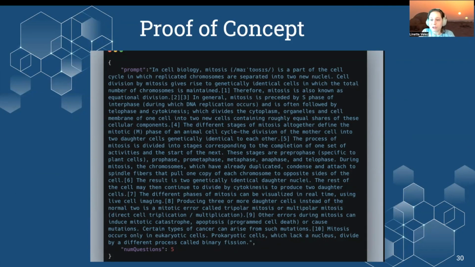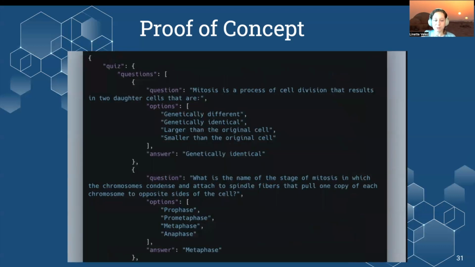So in this first screenshot, it shows the proof of concept in that it's the input prompt field. So we input the field with information on a topic. In this case, it's mitosis. We included a paragraph or two of information. And then at the bottom here, you can see the number of questions. So let's say this is a teacher. They give a whole paragraph on mitosis, and then they input the number of questions that they want on that topic.